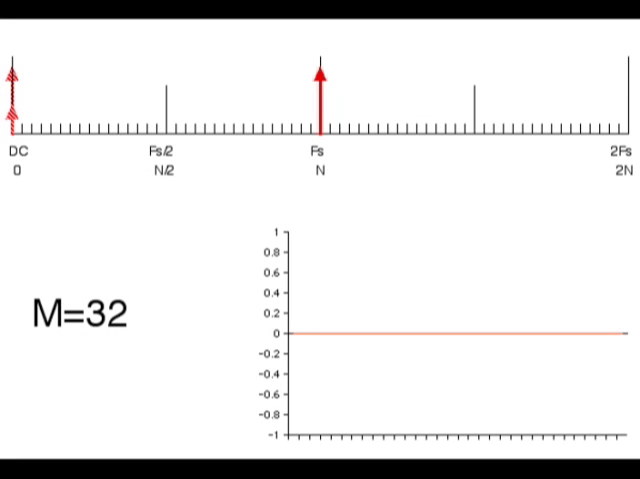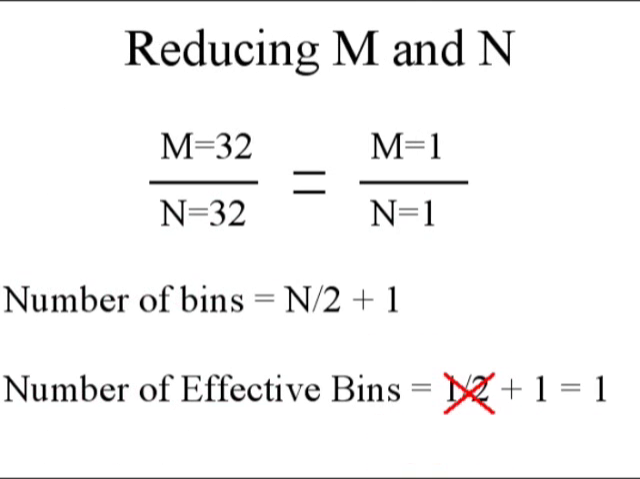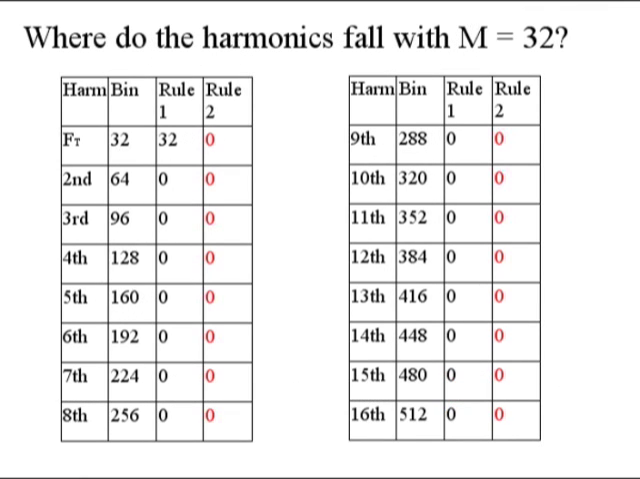An M of 32 is obviously going to be a disaster, but let's find out why. Dan's aliasing rule number 1. Is 32 greater than 32? The answer is no. Dan's aliasing rule number 2. Is 32 greater than 16? Yes. So the result is 32 minus 32, or 0. So the fundamental falls in bin 0. So does every other harmonic. And what's worse is that there's only 1 bin for everything to go into. The fundamental and every harmonic ends up aliasing back into bin 0.